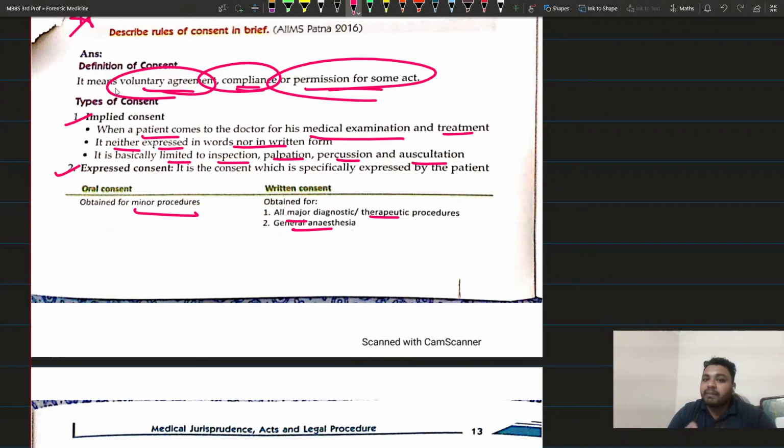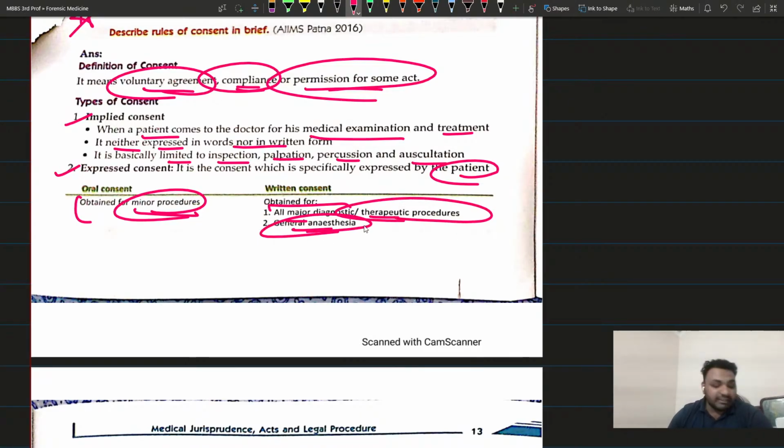Express consent is a consent which is specifically expressed by the patient. Oral consent is for minor procedures. Written consent is for major diagnostic procedures and general anesthesia.